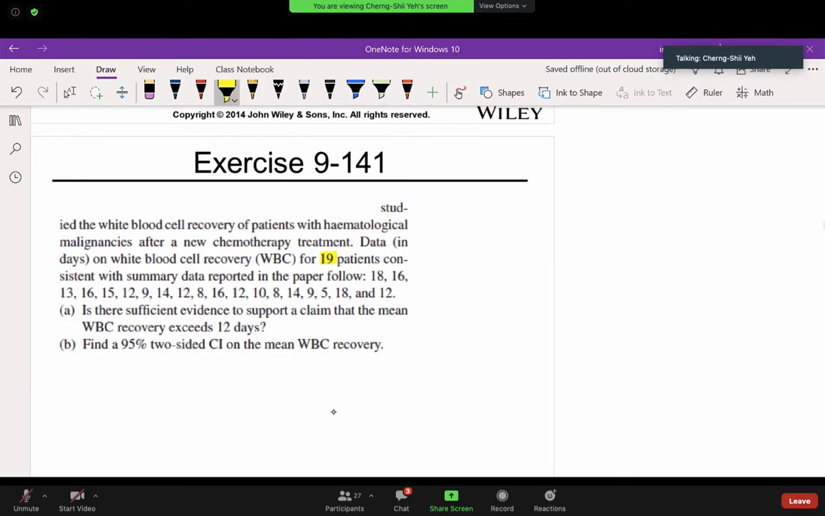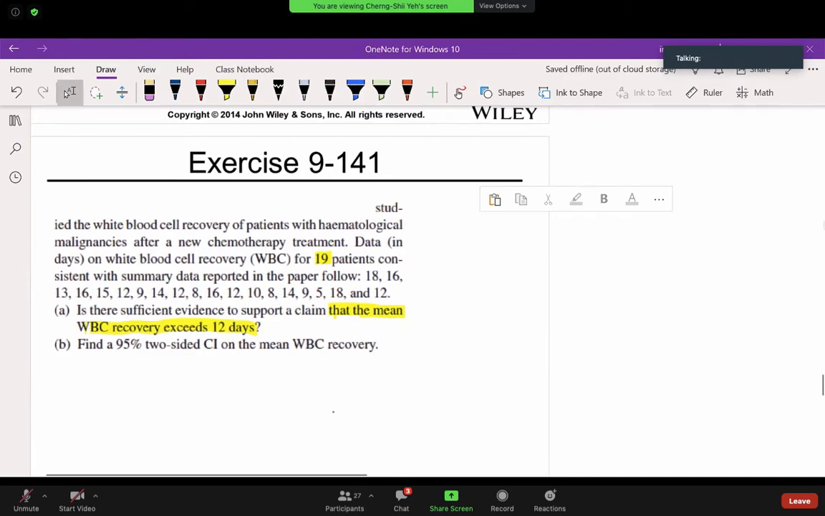So question 8, is there sufficient evidence to support the claim? What are we trying to prove? That the mean white blood cell recovery exceeds 12 days. So this is what we're trying to prove. And the second one, construct a two-sided confidence interval. All right. So we'll first show you step 1 and 2. From step 3, we'll move to Excel to show you how to calculate a few statistics using Excel. So first, let's carry out our hypothesis testing.